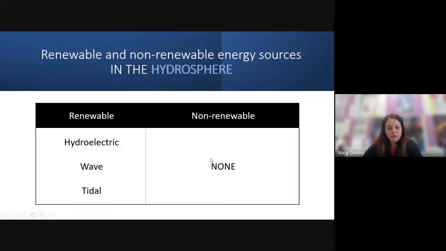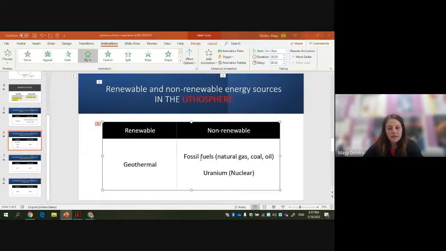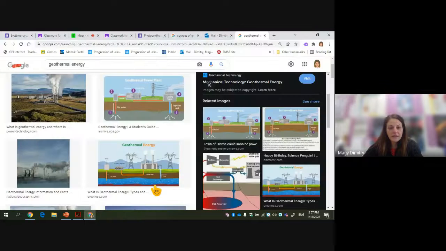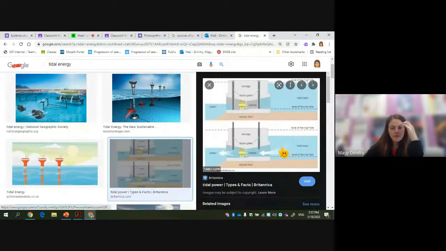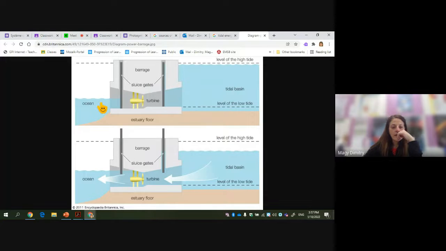And there are no non-renewable energies. Water is something that is constantly there. We can take a look at tidal energy. So this is a before and after. Here, high tide is high over here. As it lowers, water goes in here and causes the turbine to spin. So this constant up and down causes the turbine to spin, and then that will activate a motor, and electricity will be created that way.